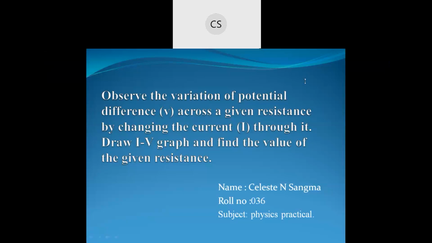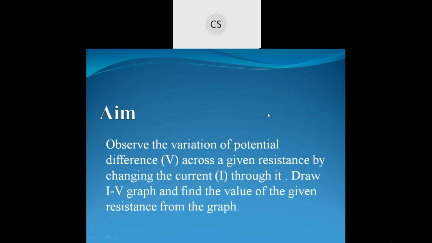Good afternoon, everyone. My name is Celeste Nsama. The topic I'm presenting is to observe the variation of potential difference V across a given resistance by changing the current I through it. Draw IV graph and find the value of the given resistance. Our aim here is the same.